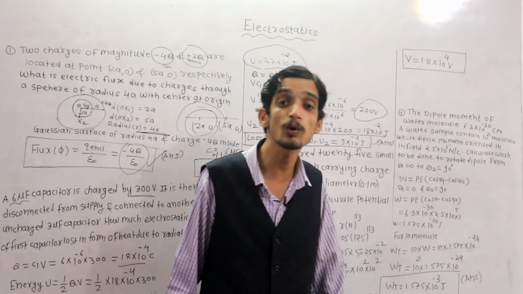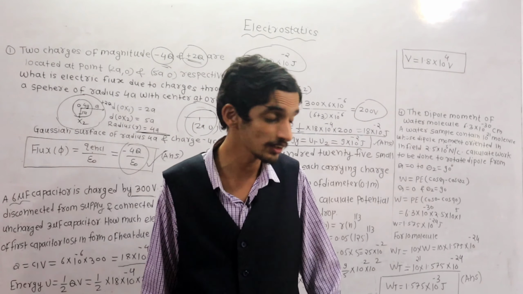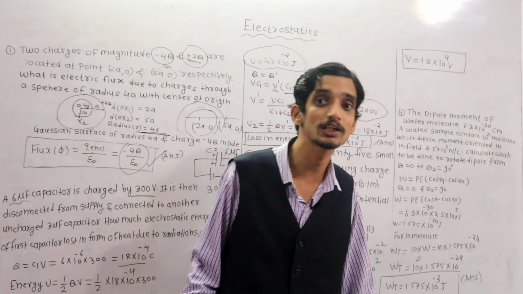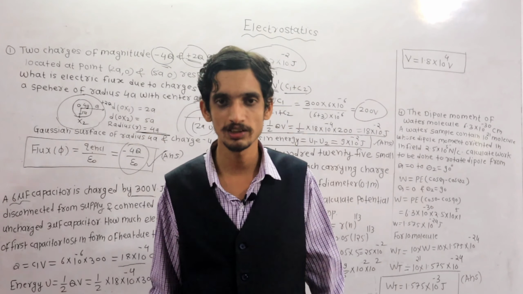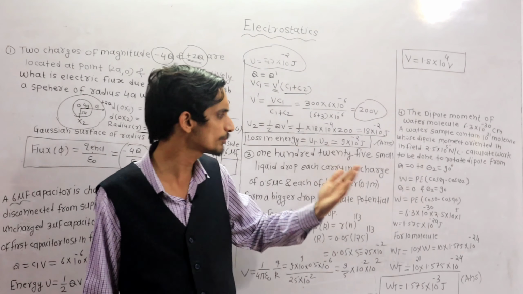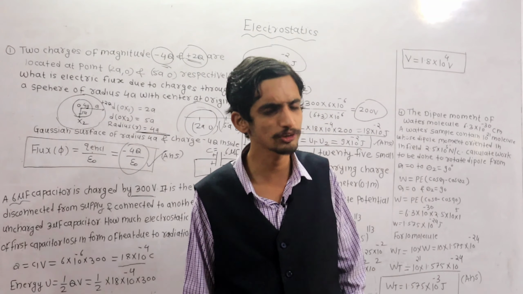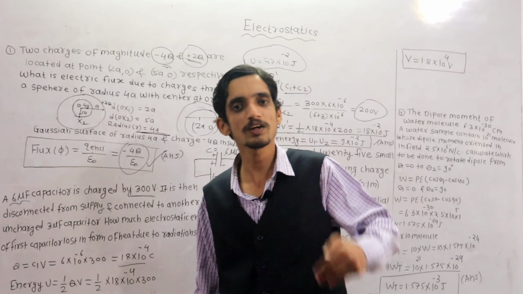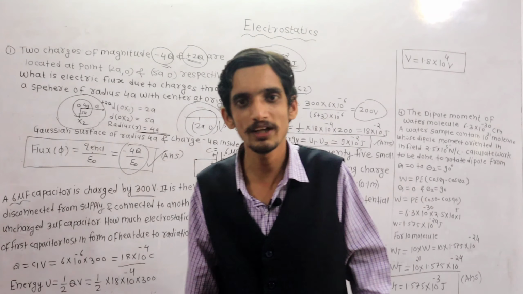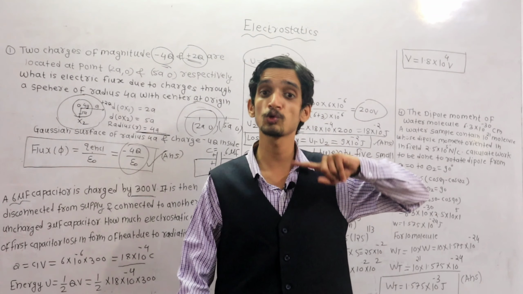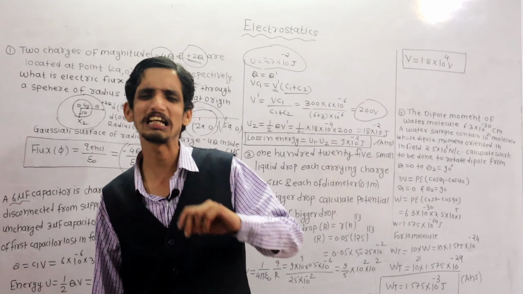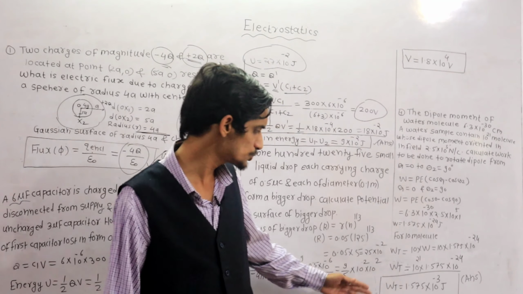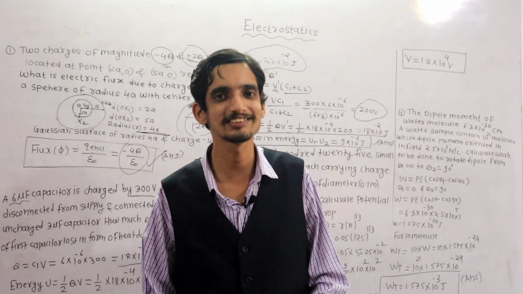So how much total work done is required? 1.575 into 10 raised to minus 3 joules. So definitely you have to use the direct formula here, P into bracket cos theta 1 minus cos theta 2. But that is the work done for a single molecule. We have to calculate it for 10 raised to 21 molecules. So multiply it with 10 raised to 21 to get the answer as 1.575 into 10 raised to minus 3 joules.